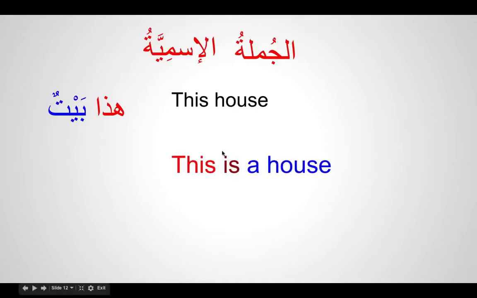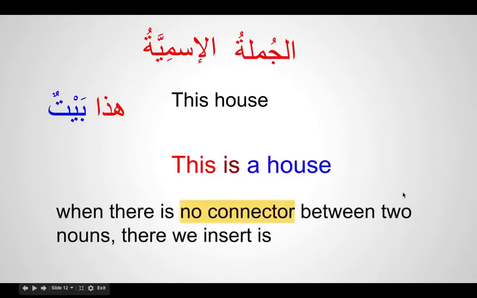I'm going to tell a little bit more about how to figure out when to put the is. If you see two words and there is no other word coming in between them, and there is no other way of establishing any connection, they're not directly related to each other, then at that point we can insert an is. If you see here, hadha is a demonstrative pronoun and baitun is a noun. So there is no connection in between them. So instead of just saying this house, we can say this is a house. So when there is no connector between two nouns, then we can insert is.